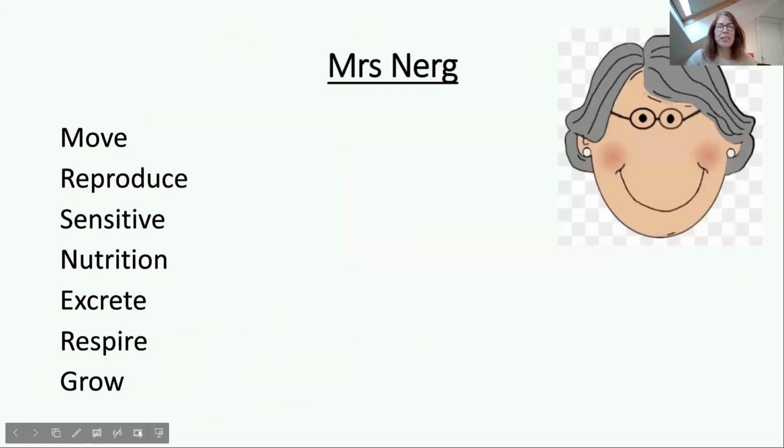So there we have Mrs. Nerg. All living things can move, they can reproduce, they have a sensitivity to the environment around them. They all need nutrition, they all excrete, they all respire, and they can all grow. Now, those 7 life processes are a really important thing to remember. And as our theme this time is living things and their habitats, this is something we're going to be repeatedly coming back to. So we need you to remember Mrs. Nerg and those 7 life processes.